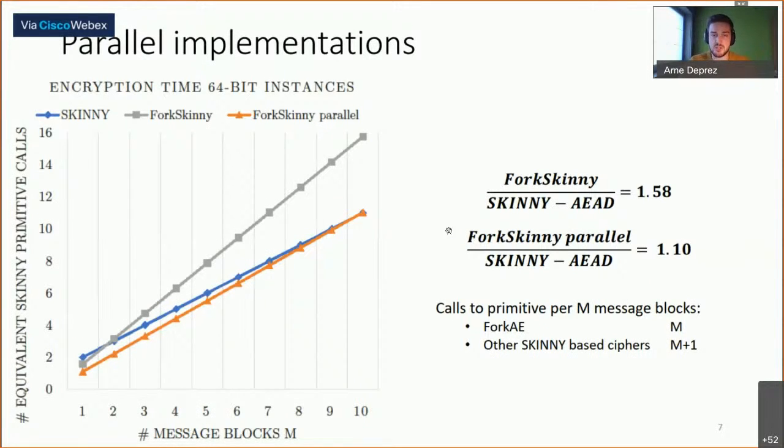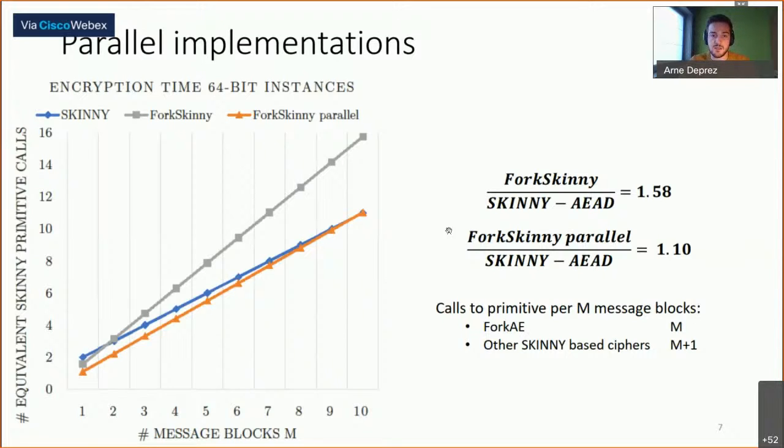So by just using Neon to accelerate the S-box calculations, fork Skinny takes about 1.6 times as much time as just calculating one branch, as it is done in a normal use of this round function as in Skinny AAD. But when you calculate the two branches after the forking point in parallel, the calculation time is only 1.10 times as much.